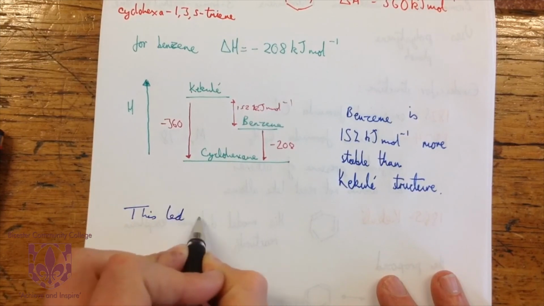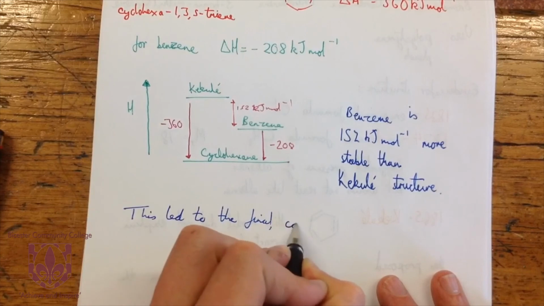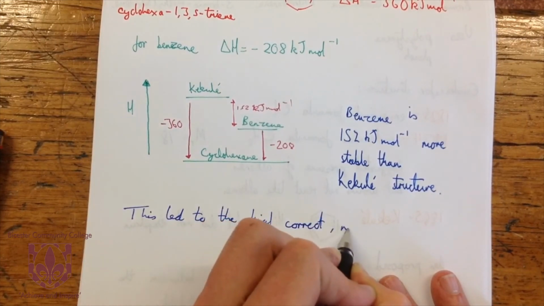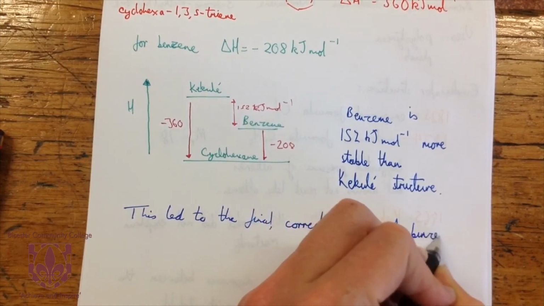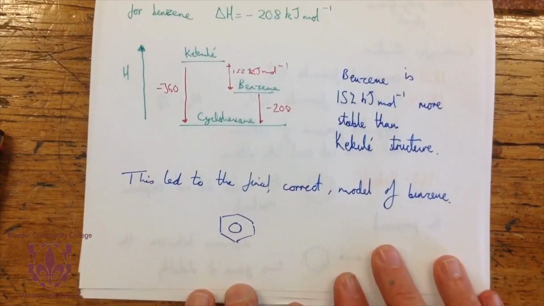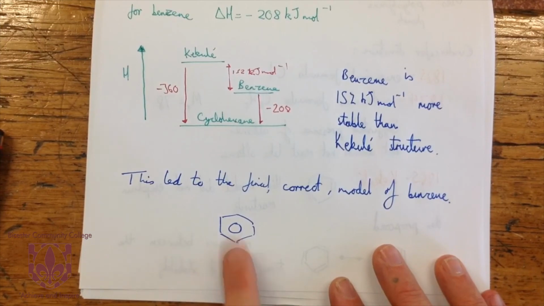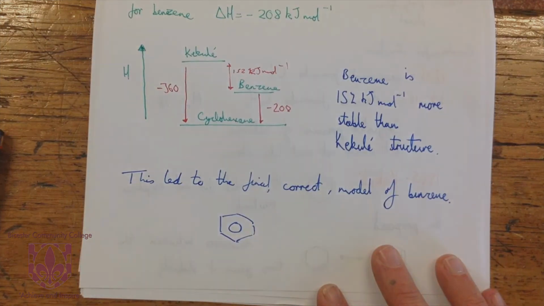And this led to the final correct model of benzene. Okay, and that's where they came up with this compound. We're going to talk about what this means next lesson. But you need to be able to describe all those different bits of evidence and explain what they meant in the history of benzene.